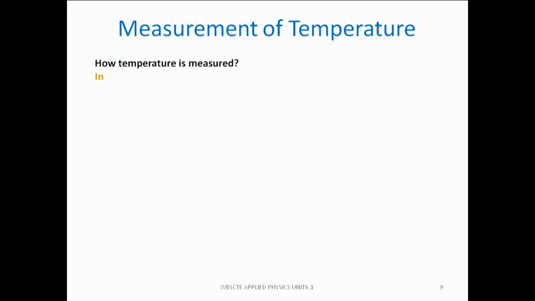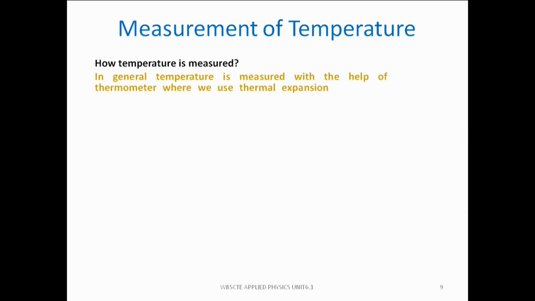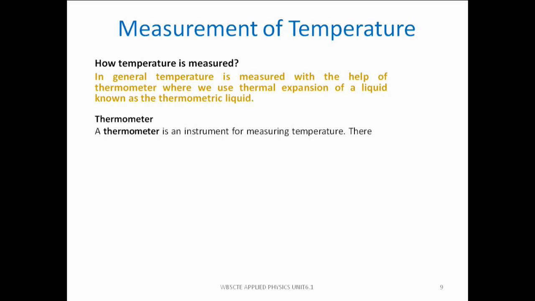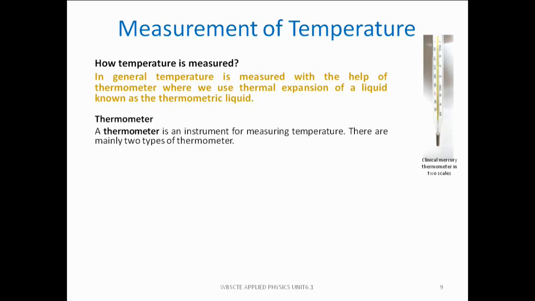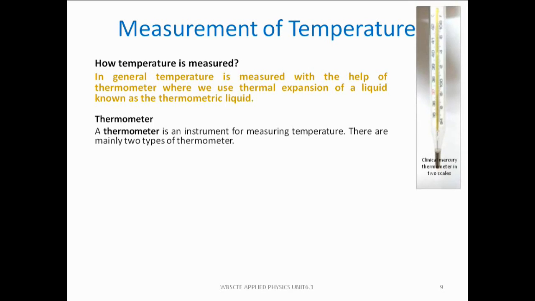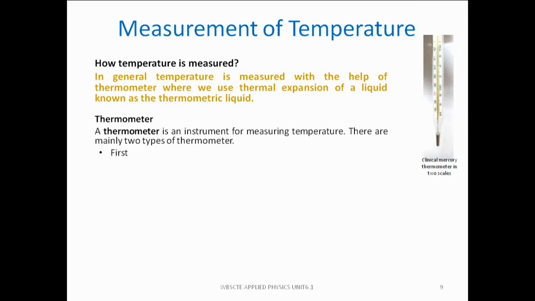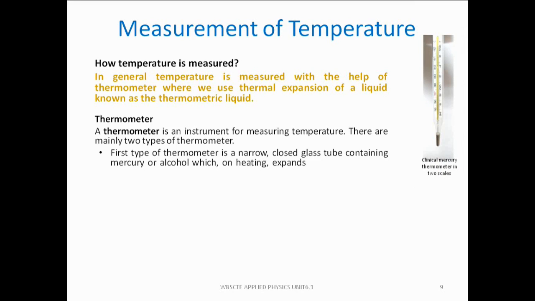Temperature of a body is measured by a thermometer using the property of thermal expansion of the thermometric liquid. So what is a thermometer? A thermometer is an instrument for measuring temperature. Two types of thermometer are there. Number 1, glass thermometer using mercury or alcohol as the thermometric liquid, and number 2, digital thermometer that uses electronic heat sensors for the measurement of heat.